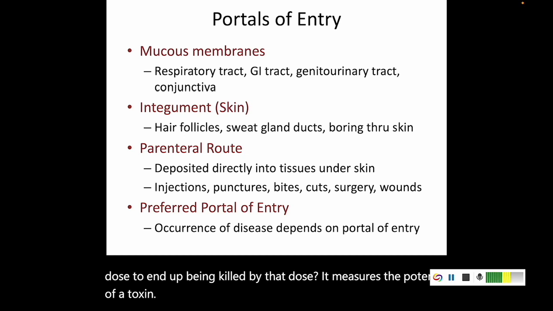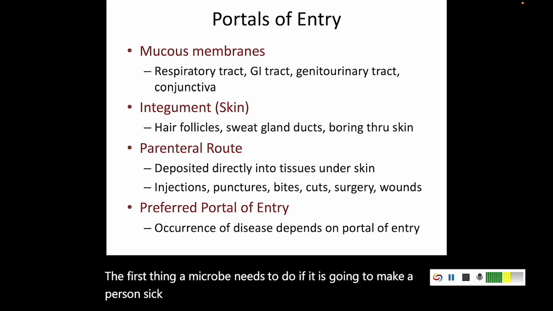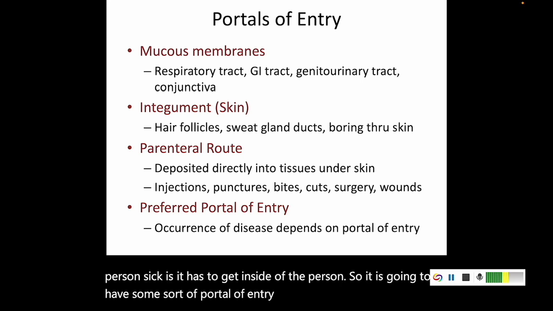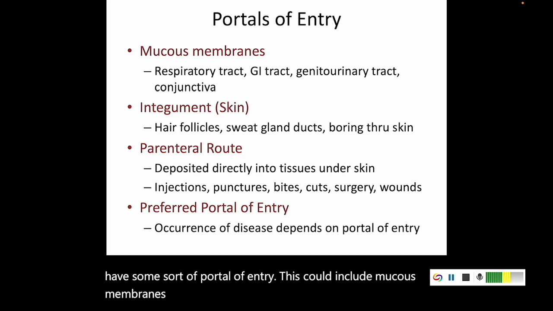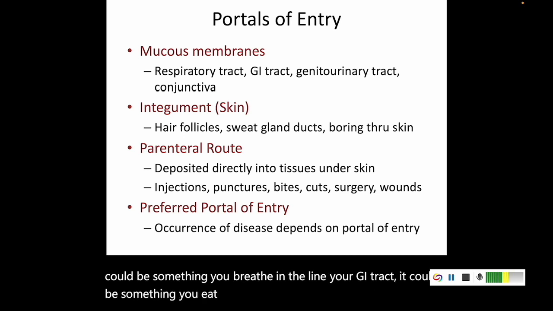The first thing a microbe needs to do, if it is going to make a person sick, is it has to get inside of the person. So it is going to have some sort of portal of entry. This could include mucous membranes. Mucous membranes line your respiratory tract, so it could be something you breathe in. They line your GI tract, it could be something you eat. They line your genitourinary tract and your conjunctiva, or your eyes.